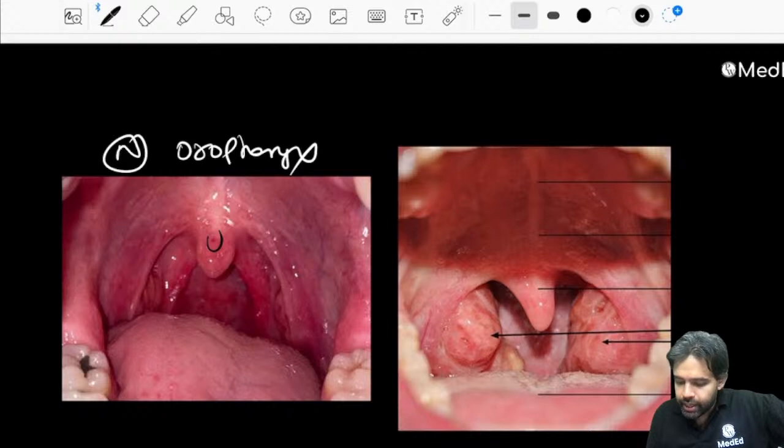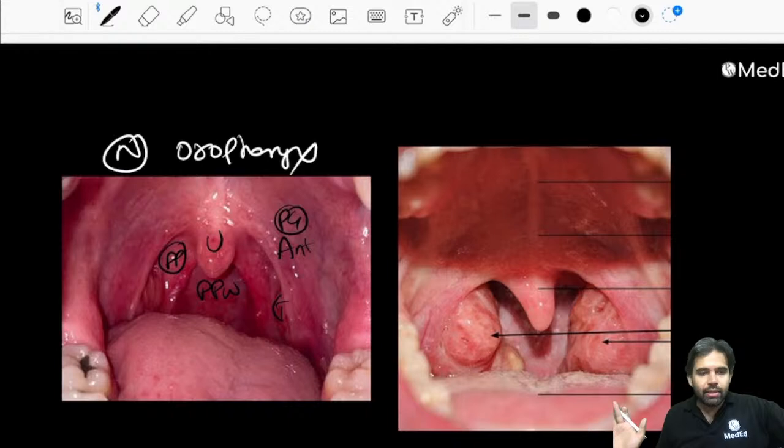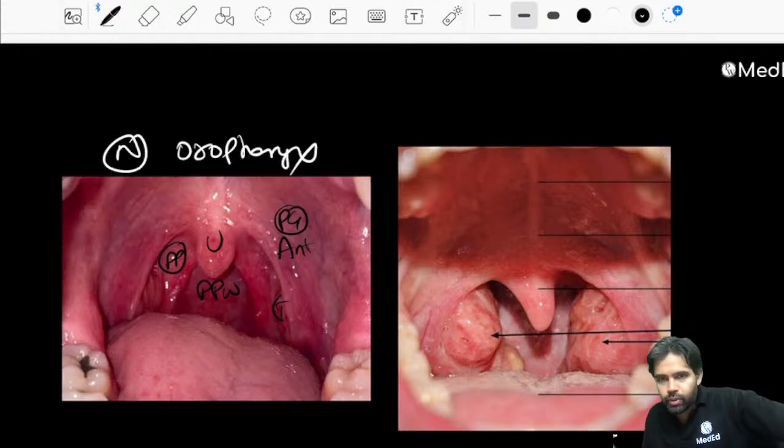Uvula, this is the anterior pillar, which is the palatoglossus. Other one is palatopharyngeus. Anterior palatoglossus, because coming to the tongue, posterior palatopharyngeus, and in the middle you will see the tonsils. All right, and this is the posterior pharyngeal wall. Very, very simple. Right now quinsy is not there. I'm showing you the image of quinsy next.